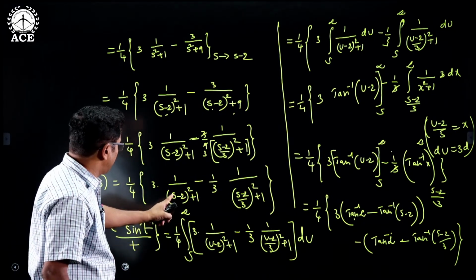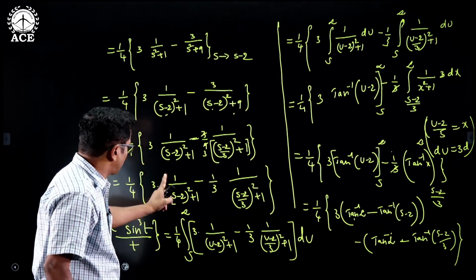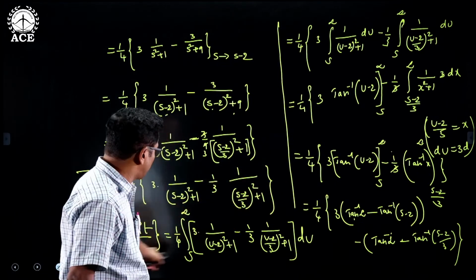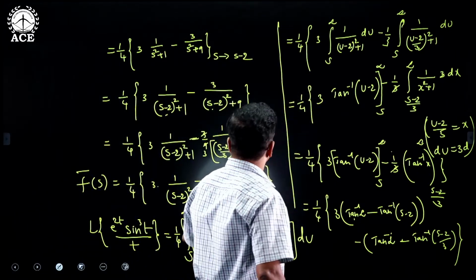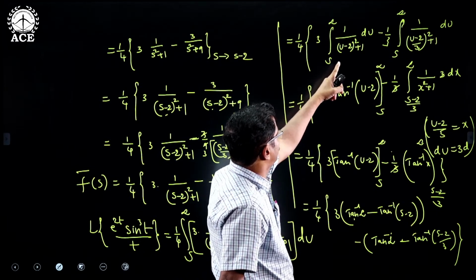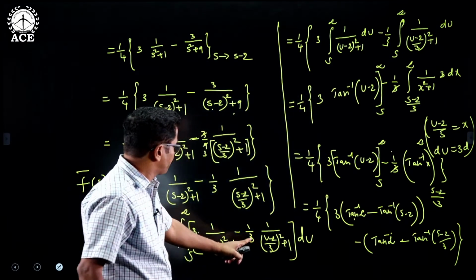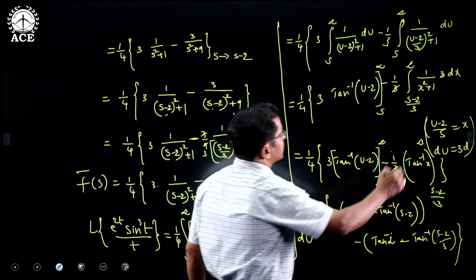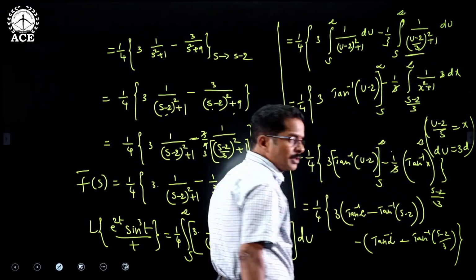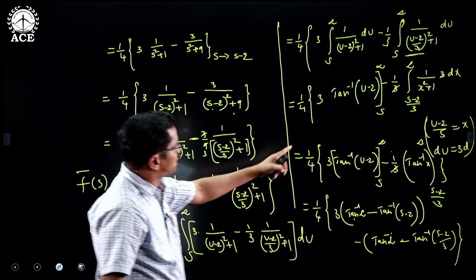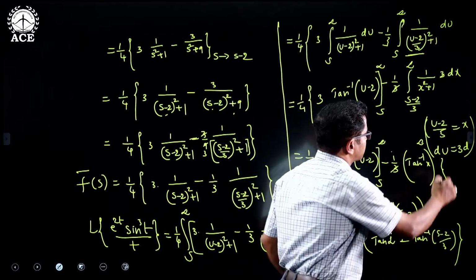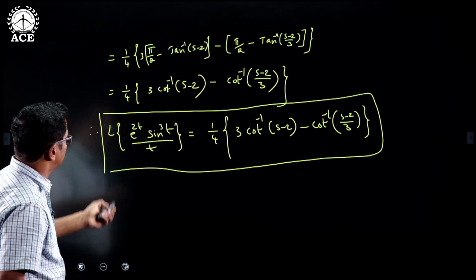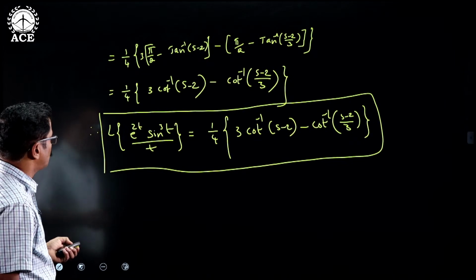So I kept this f bar of s in terms of u, and correspondingly I evaluated. Okay, so this is 3 into 1 by (s minus u minus 2) whole square plus 1 du. Here 1 by 3, 1 by (u minus 2 by 3) whole square plus 1 is there. For this I need some substitution, then only you can understand to evaluate. So that substitution I used: u minus 2 by 3 is equal to x, and I substituted the limits. In this way you can evaluate the Laplace transform of e power 2t sin cube t by t.